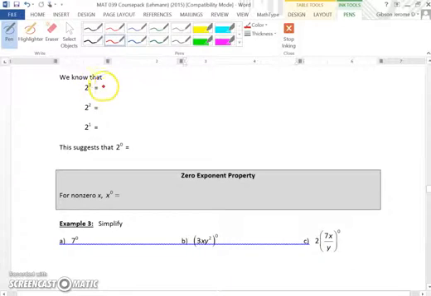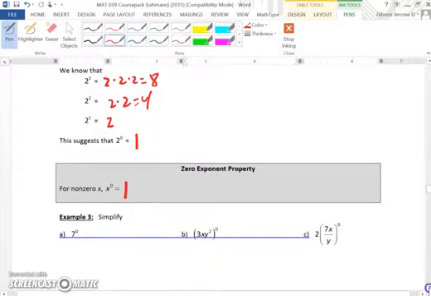So we know that 2 to the third power is actually 2 times 2 times 2, which is 8. 2 to the second is 2 times 2, which is 4. And 2 to the first is just 2. This suggests that 2 to the 0 is 1. So if you notice here, as we go down by one exponent, you keep dividing by 2. Does everyone follow that? So x to the 0, we know, is 1.